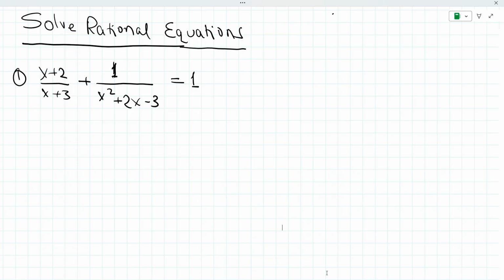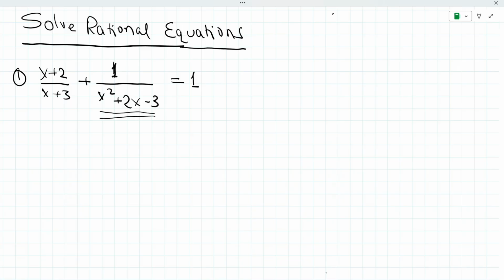All right, let's dive into it. Now we have an equation: x plus 2 divided by x plus 3, plus 1 over x squared plus 2x minus 3, is equal to 1. Well, we'll start off first of all by factorizing the quadratic equation in the denominator of the second part of the left-hand side of our expression.